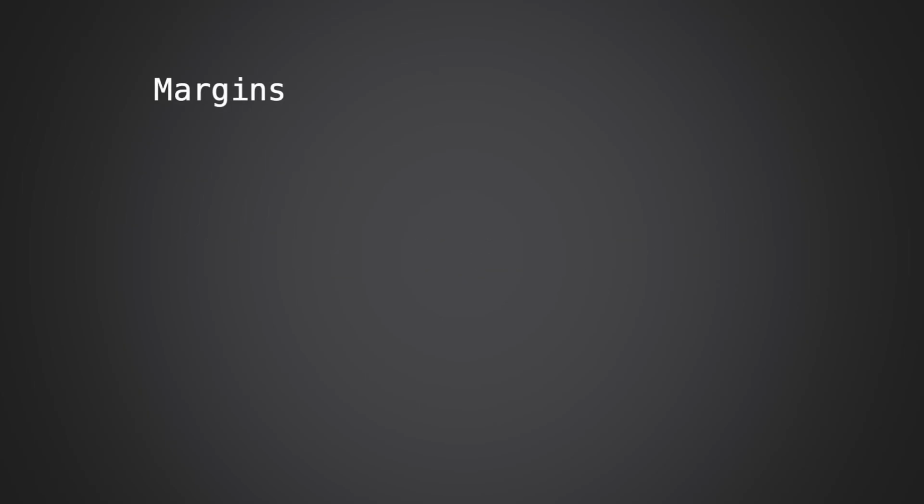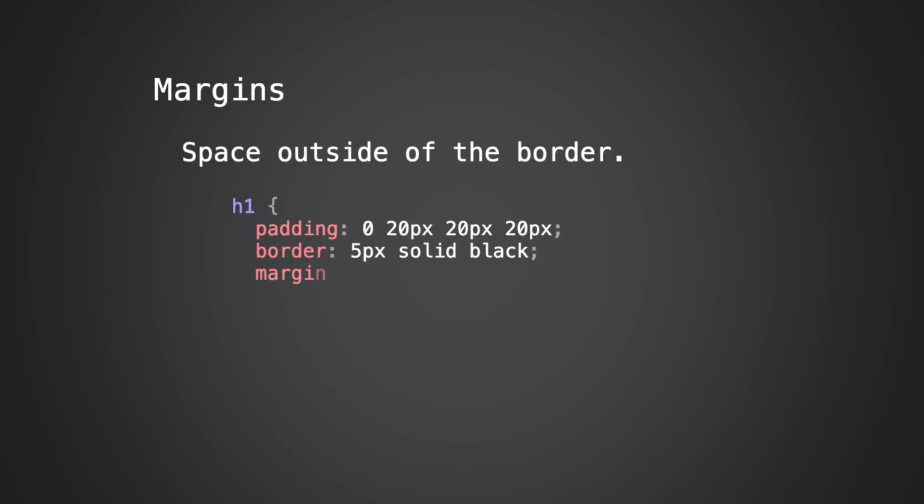Finally, we have margin. Margin is a space outside of the border and is what separates one tag from another. By adding a background color, it will fill the space inside the border, including the padding area. So if you don't adjust any of these properties, you will end up with the browser settings which you may or may not like.